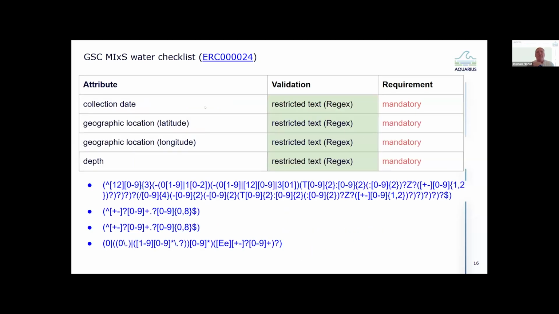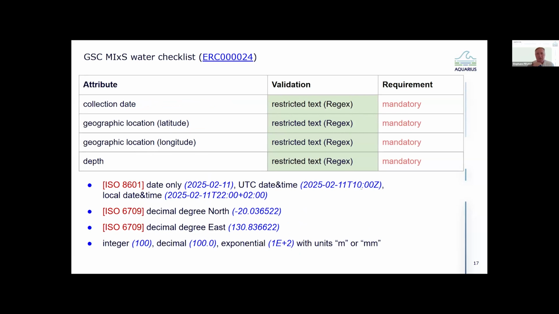So collection date, latitude, longitude, depth. There's a validation with a regex. These are the regex, but in other words, it means that you have to follow some standards when you report the dates, latitude, longitude, and depth.